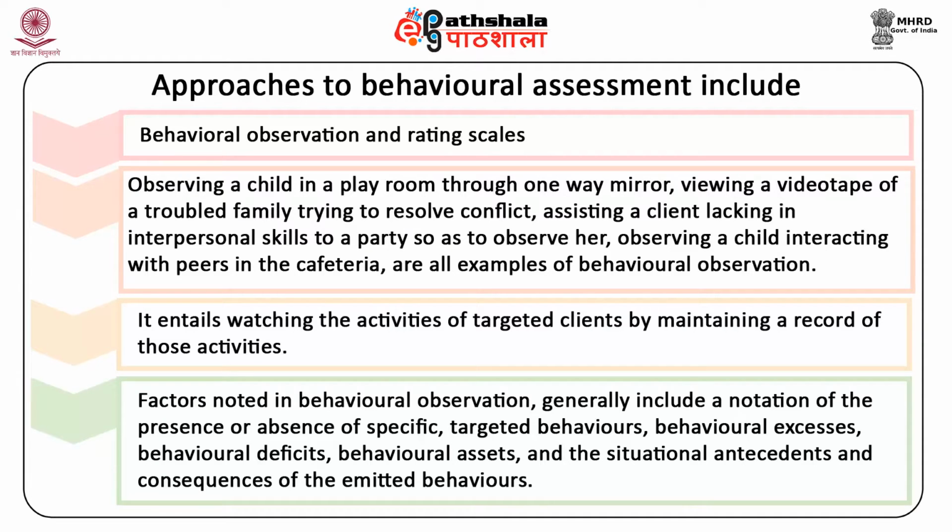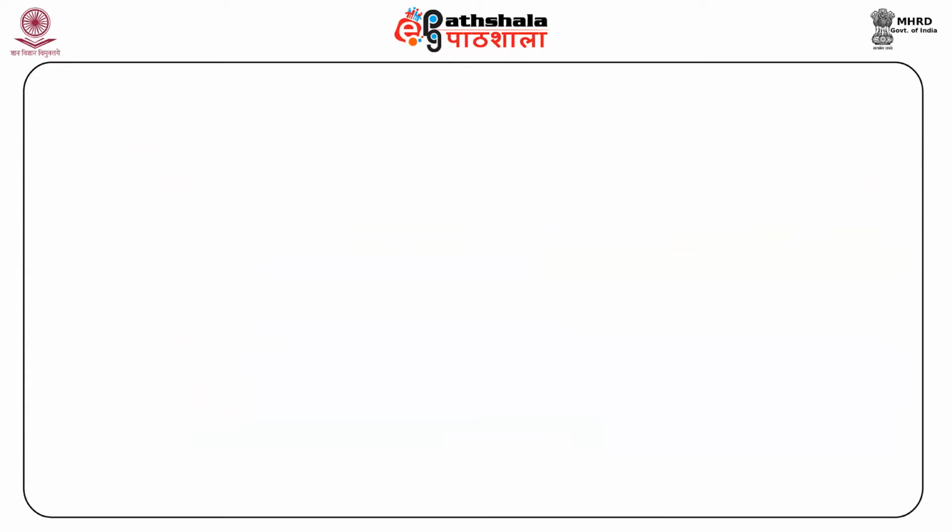Factors noted in behavioral observation generally include a notation of the presence or absence of specific targeted behaviors, behavioral excesses, behavioral deficits, behavioral assets, and the situational antecedents and consequences of the emitted behaviors.